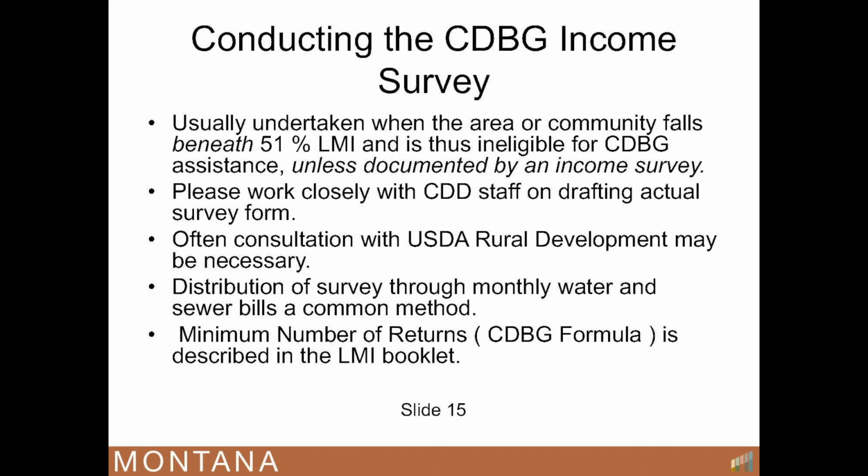Now, in these cases, it's very important to work closely with CDD staff on drafting the actual income survey form, and usually to consult with USDA Rural Development as well, as typically they are a funding partner in proposals that involve the conduct of an income survey. The typical method for distribution of the survey form is to distribute the survey through monthly water and sewer bills, and the LMI booklet describes and includes the CDBG formula that sets forth the minimum number of returns.